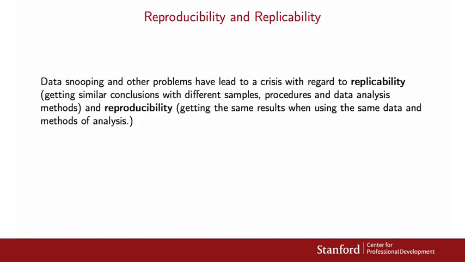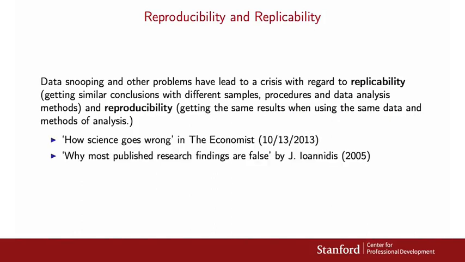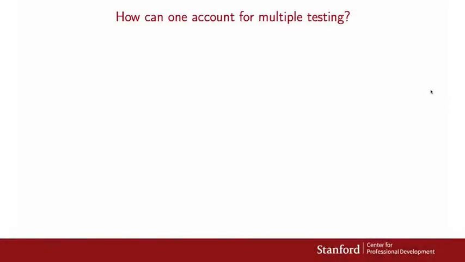Related to that is the problem of reproducibility. That means to get the same results when you simply use the same data and same methods that were claimed in the analysis. In past years, there have been some high-profile publications that discuss the lack of replicability and reproducibility. Two interesting papers are How Science Goes Wrong, which is an article in The Economist, and the research paper Why Most Published Research Findings Are False by John Ioannidis. So what can be done about this problem?